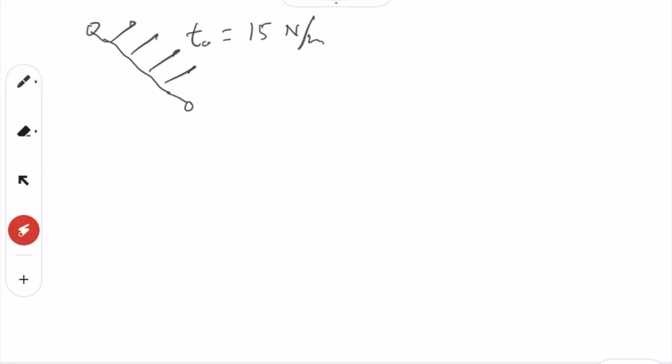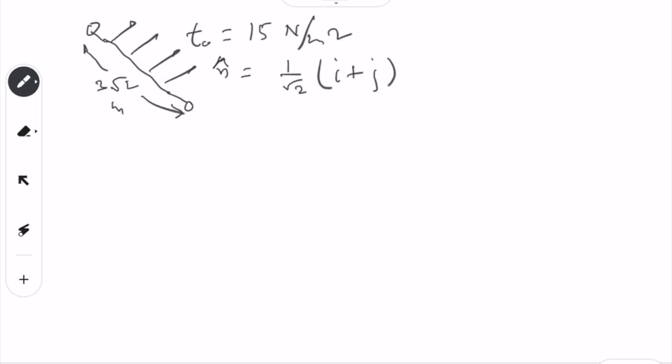And here we know that from here to here 3 meter, here to here 3 meter. So, this length is basically 3 root 2 meter. Yeah. We can take it as 1 meter depth. So, it will be Newton per meter in that case. Here n is equal to 1 over root 2 times (i plus j), which is perpendicular to this. Yeah. So, that is given here.